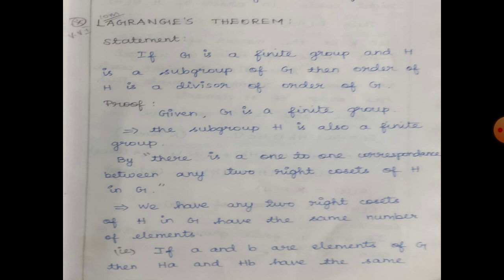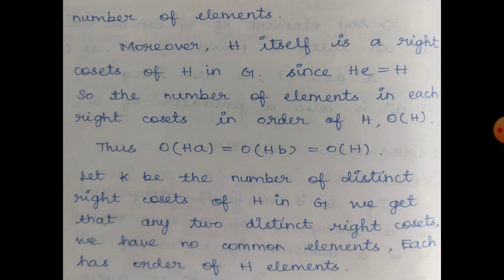That is, if A and B are elements of G, then the right cosets HA and HB have the same number of elements. Moreover, we can say H itself is a right coset of H in G, because H is equal to HE, where E is the identity element. So we multiply it with the identity element, H is equal to H. So the number of elements in each right coset is order of H. So we can say order of HA is equal to order of HB is equal to order of H.